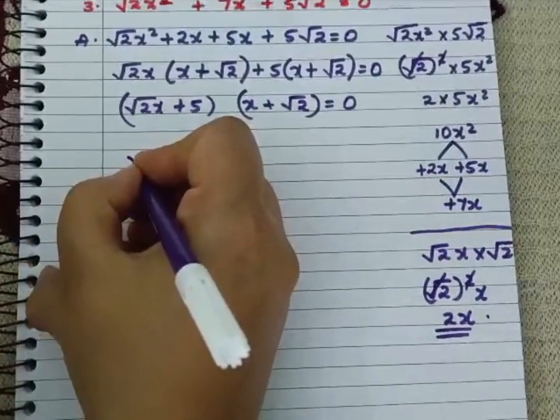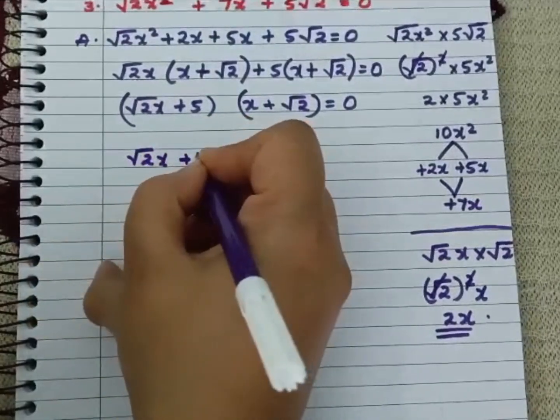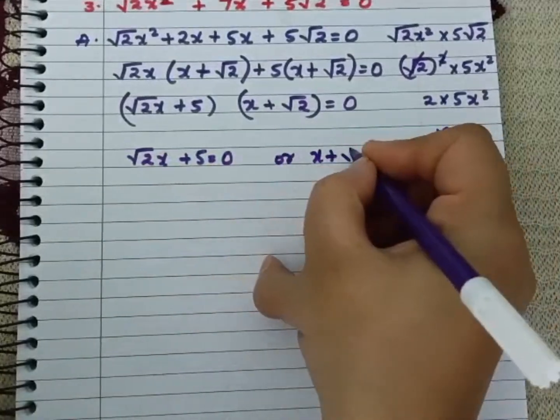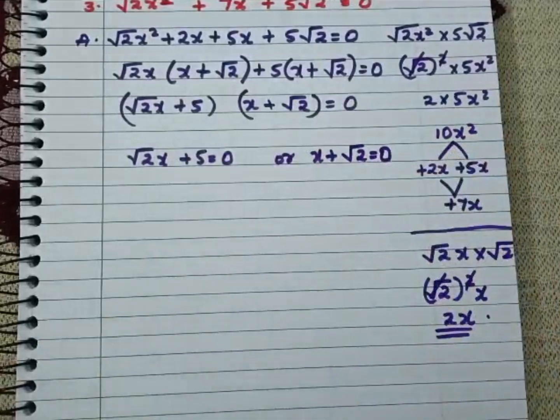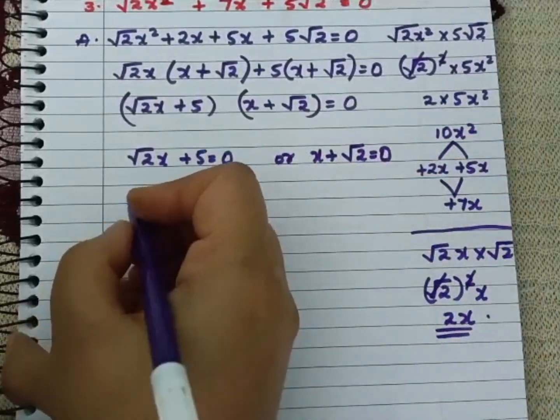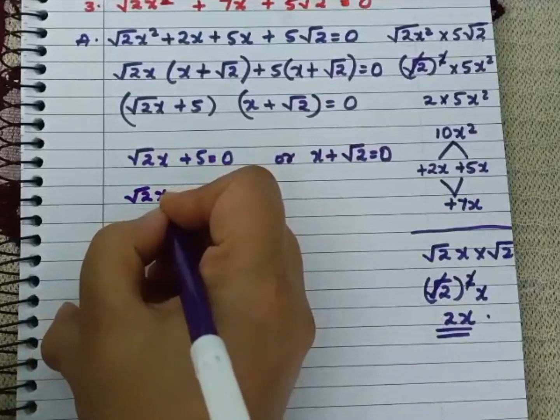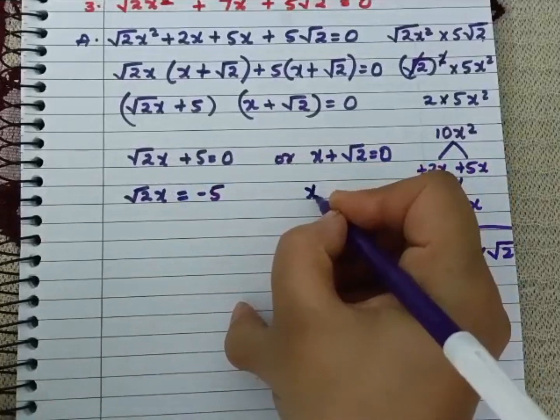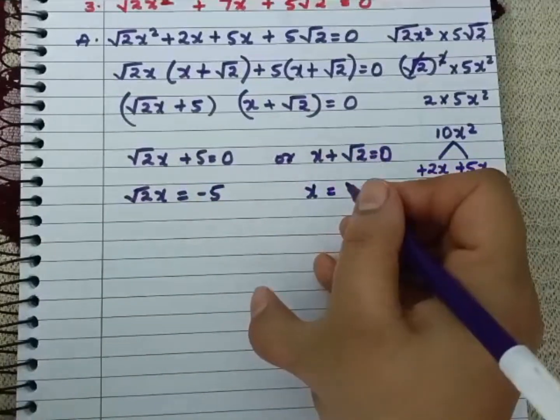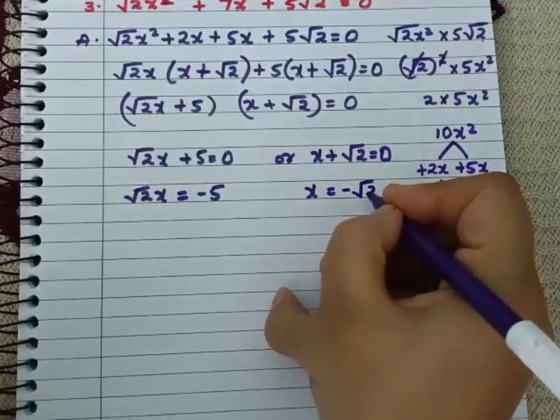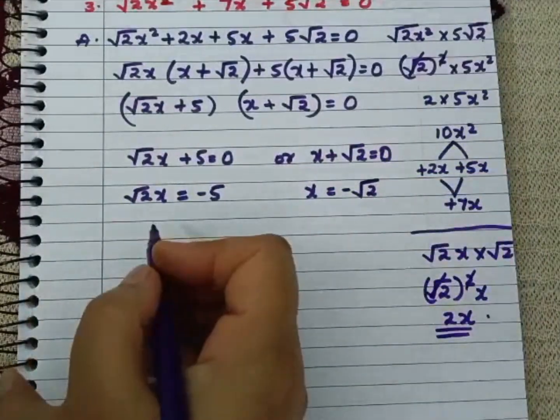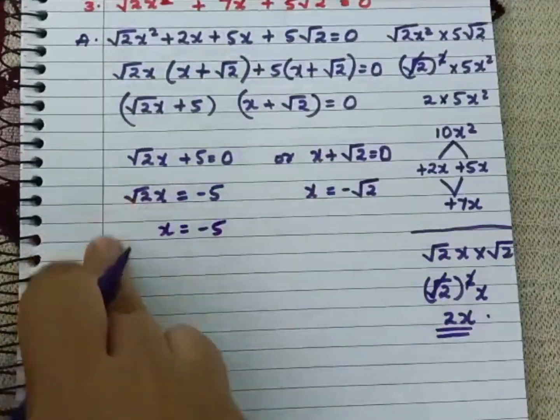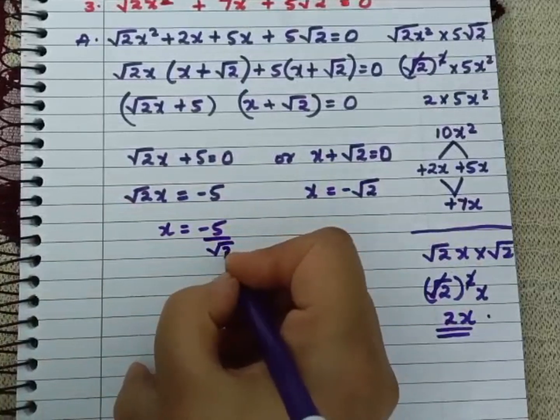Now root 2x plus 5 is equal to 0, or x plus root 2 is equal to 0. Then root 2x is equal to plus 5, which becomes minus 5. Here x is equal to, this becomes minus root 2. Over here now x is equal to minus 5 by root 2.